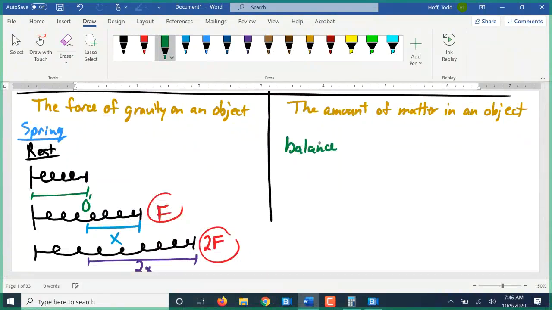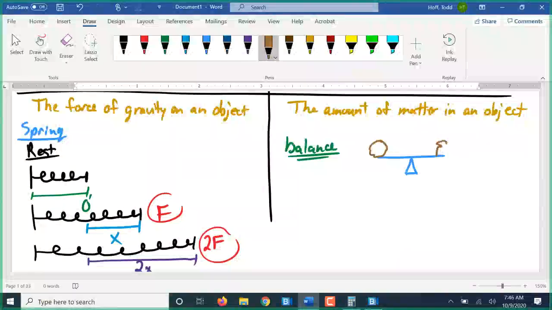Mass is measured using a balance. A balance is basically a really, really precise seesaw or teeter-totter, however you want to think about it. We place the object that we're trying to measure on one end, and then on the other end we place known masses. And whenever it balances, whatever the mass is of the known masses is the mass of what we are trying to measure. So whatever known mass balances it is its mass.